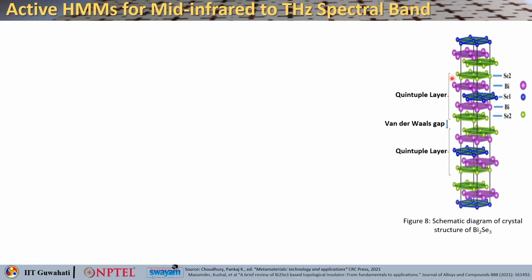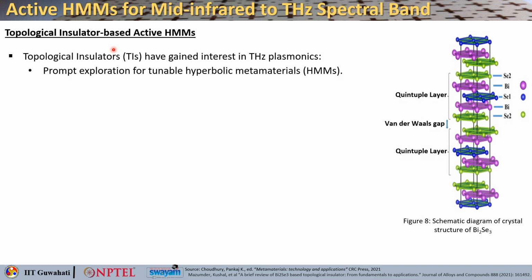and that will dramatically change its optical response, or you can say the response to that particular wave. Now we will look into another type, which is topological insulator based active hyperbolic metamaterials. Topological insulators we have briefly discussed earlier. They have gained particular interest in terahertz plasmonics, and they allow you to make tunable hyperbolic metamaterials.